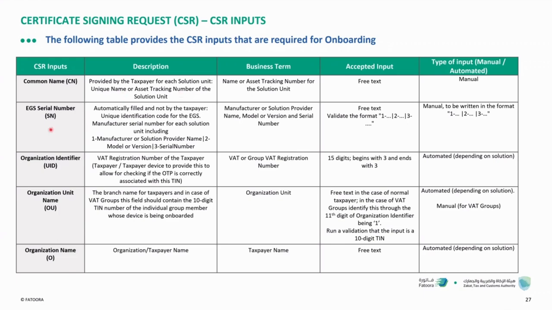We have the EGS, or e-invoicing generation solution, serial number. This is something that is automatically filled. This is not something that the taxpayer has to fill manually. This is based on the manufacturer or the solution provider name. We also have the organization identifier, UID. This is the VAT registration number or the group VAT registration number. Also, we have the organization unit name, the OU. Also, we have the organization name, which is the actual taxpayer name. Of course, we have all the accepted inputs and the type of input that is requested, whether manual or automated.